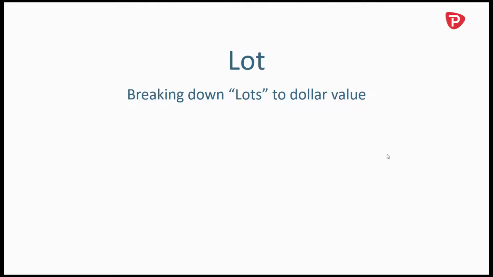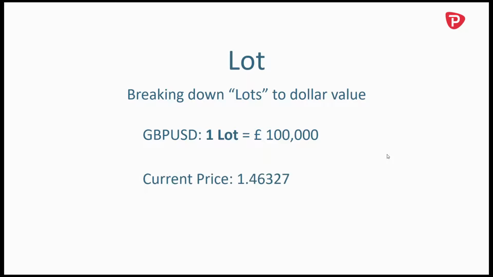So let's break down lots to a dollar value to further understand them. If we're trading the Great British Pound versus the US dollar, one lot would equal 100,000 Great British Pounds. This would mean that if we were to buy one lot of Great British Pound versus US dollar and the price was currently 1.46327, we would need 146,327 US dollars in our trading account.